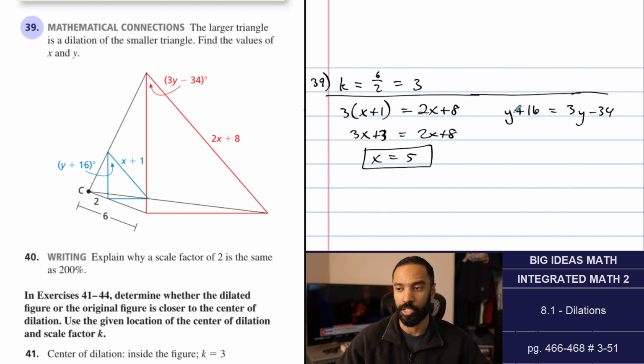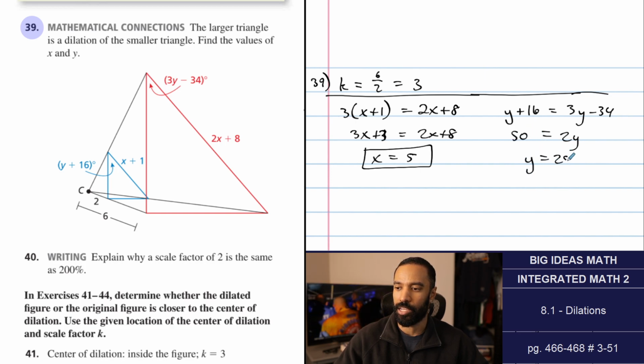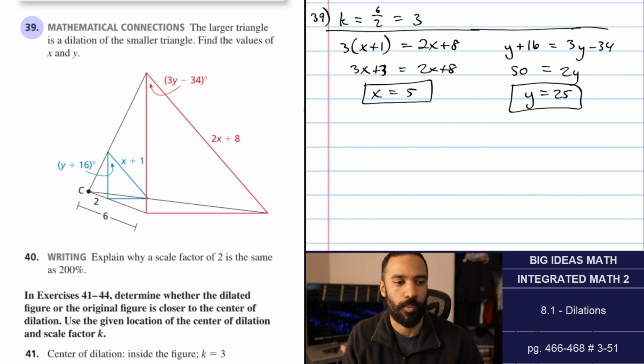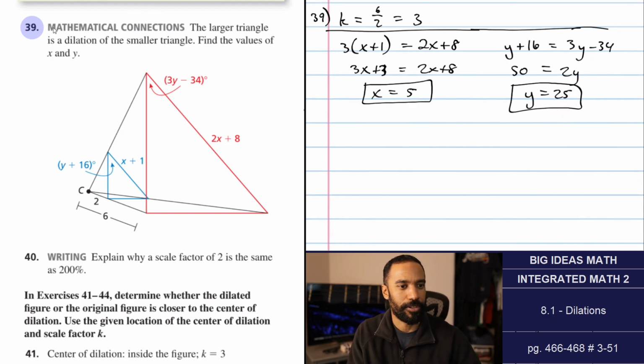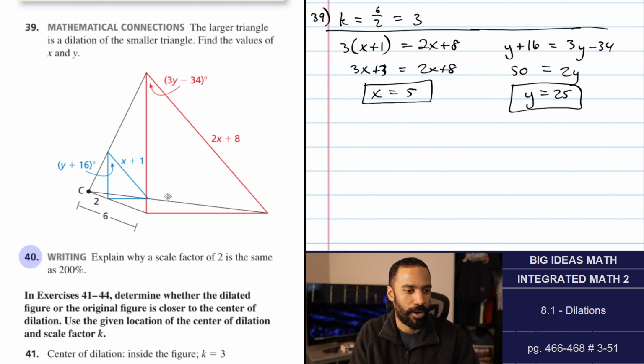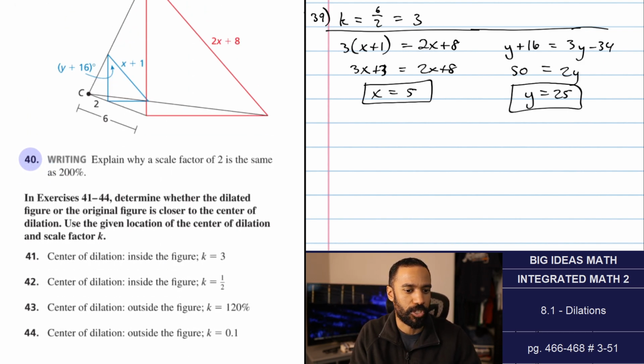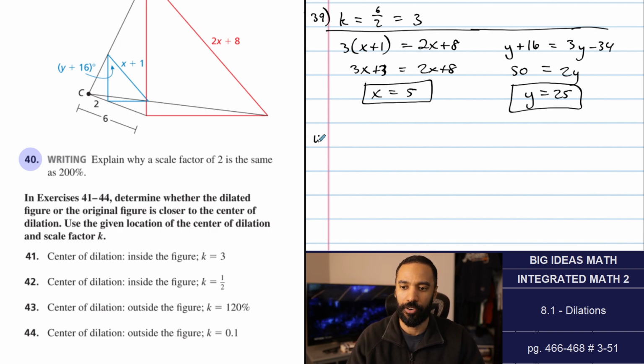A big part that we're going to talk about with similar figures, but also dilations are similar figures. 2y equals, was that 50? And then divide by 2, y equals 25. So that's x and that's y for number 39. I like how the later problems are faster than the other problems, the graphs and compass construction. Number 40, explain why a scale factor of 2 is the same as 200%.